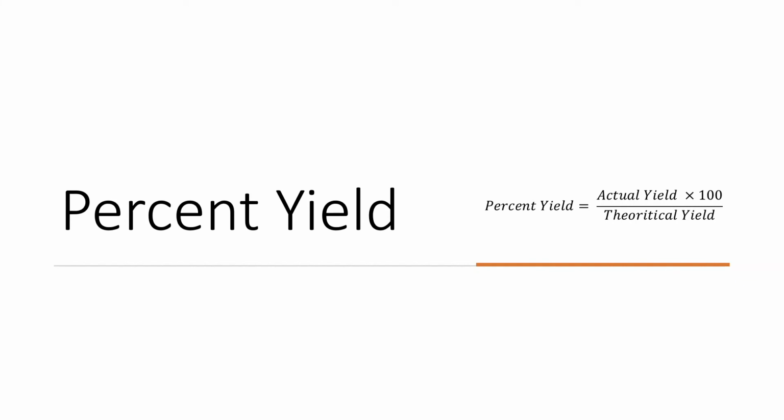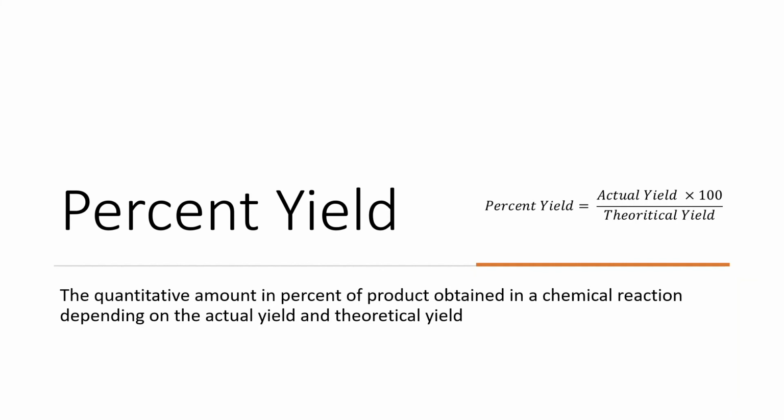Percentage yield can be calculated using the equation actual yield times 100 divided by theoretical yield. So this is the equation that we'll use. The quantitative amount in percent of product obtained in a chemical reaction, depending on the actual yield and theoretical yield, is what we refer to as the percentage yield. So let's use this equation and calculate the percentage yield for this reaction.